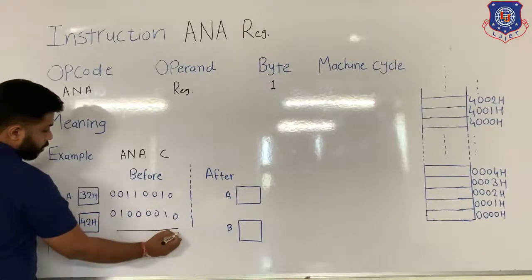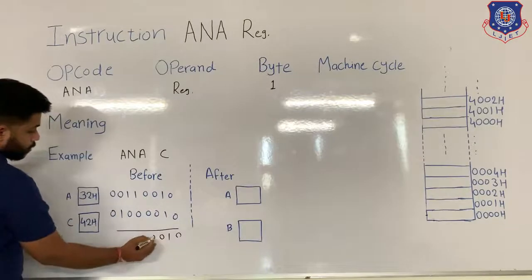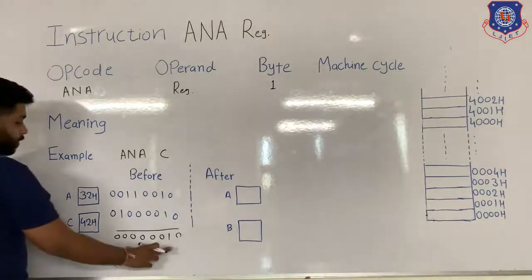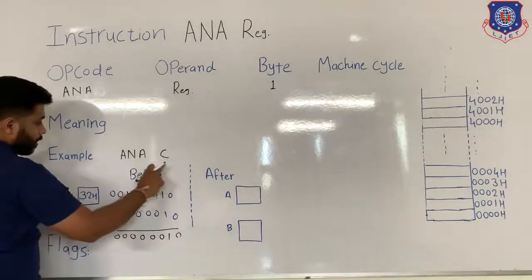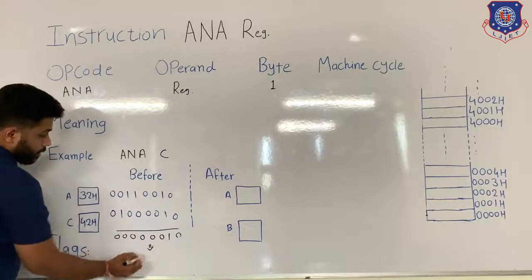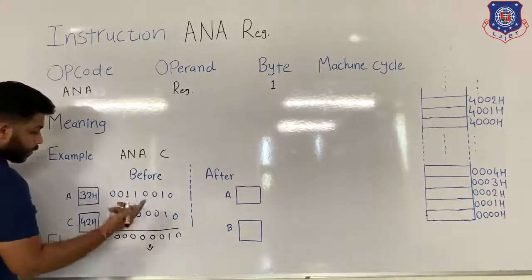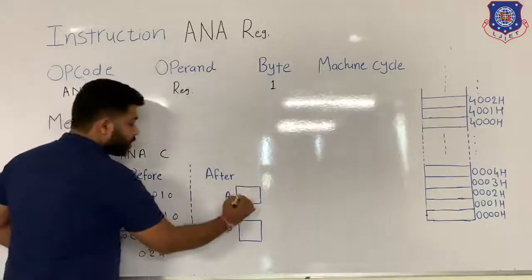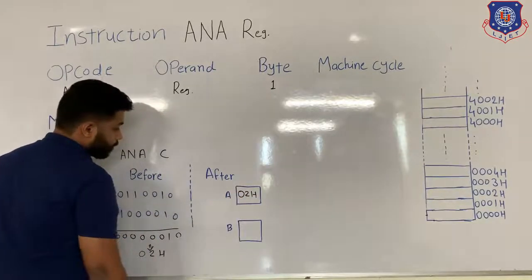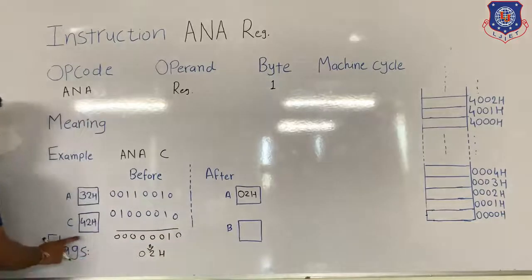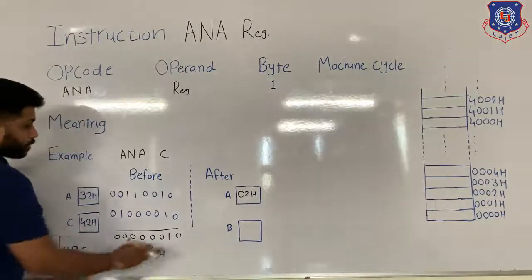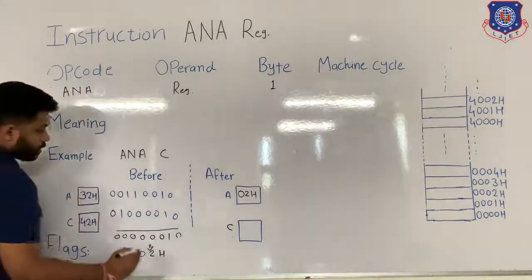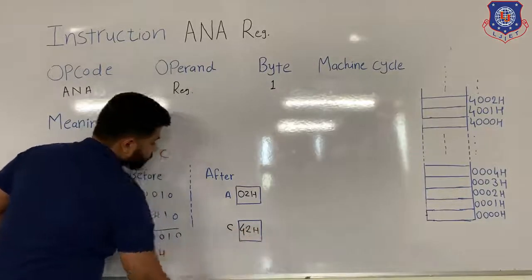So 0 and 0 will be 0, 1 and 0 is 0, 0 and 0, and so on. After performing this logical AND, we will get the answer in binary. This is the answer. If you convert into hexadecimal, you will get 02H. So after execution, in the accumulator we will get the number 02H. In the register C, the content will remain unchanged. So in the register C, you will see 42H.